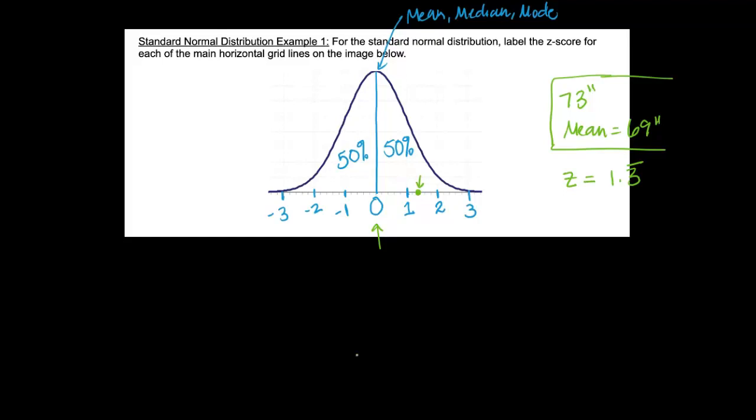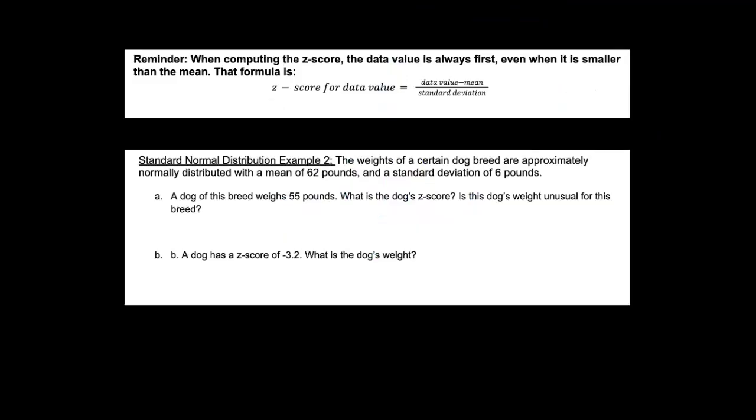So let's go ahead and do a few more examples where we compute z-scores. So I've got the formula here written down again so we can refer to it. And so in example 2, the weights of a certain dog breed are approximately normally distributed with a mean of 62 pounds and a standard deviation of 6 pounds. A dog of this breed weighs 55 pounds. What is the dog's z-score? And then, is this dog's weight unusual for this breed?